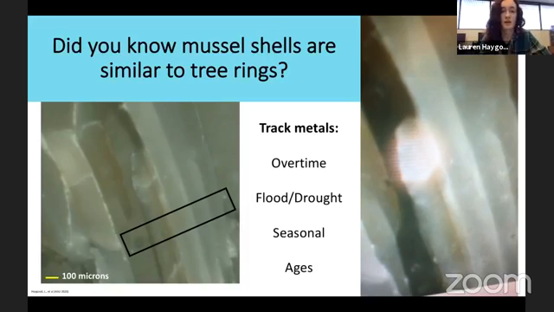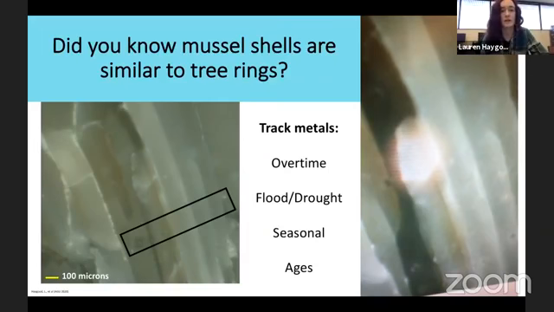And so that allows us to track metals over time, because we can go back in time and see how they are fluctuating between the years. That can allow us to track metals in flood and drought periods. With the fact that we can get ages with each growth layer, we can go back in the literature and see, was this a flood period?